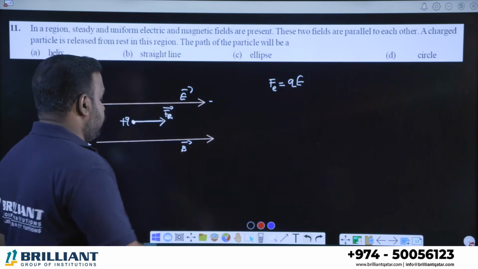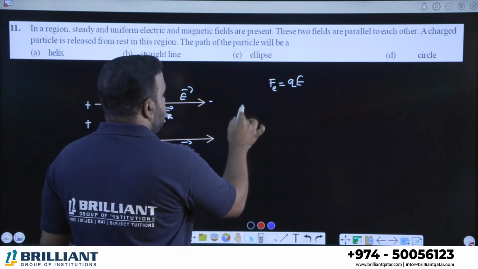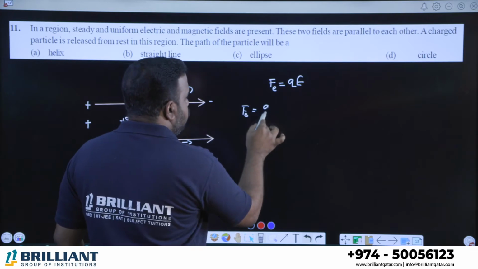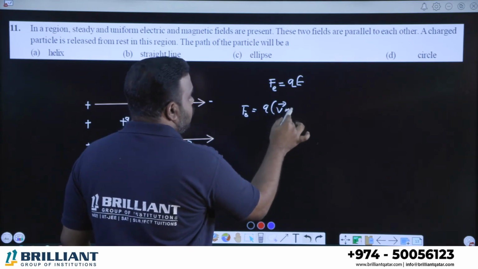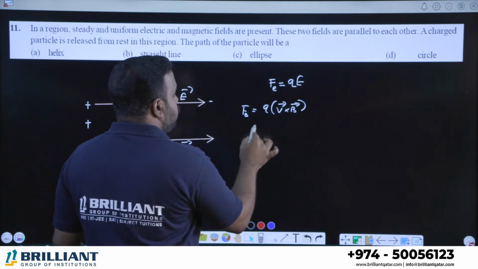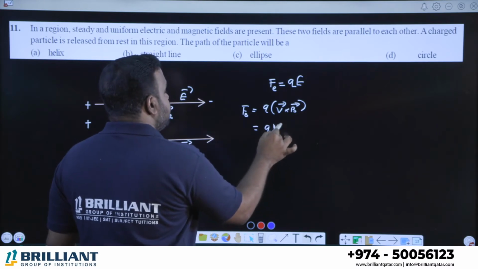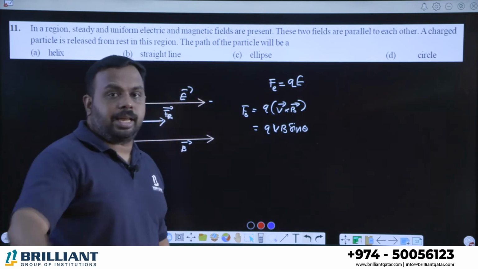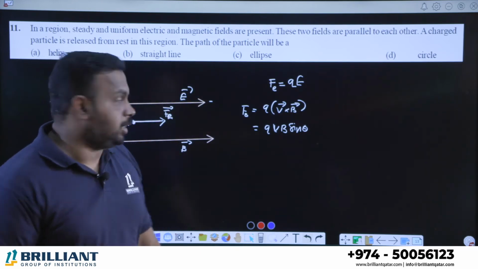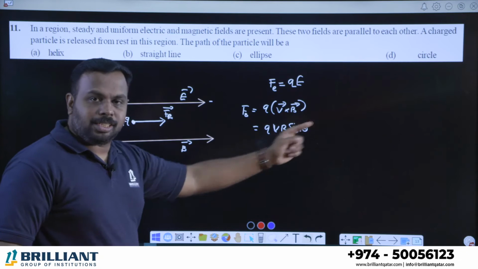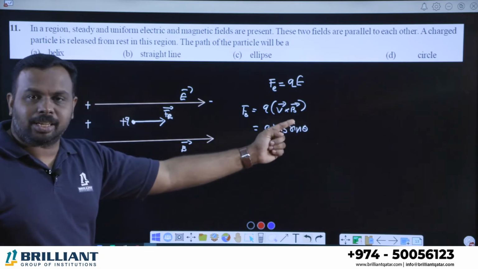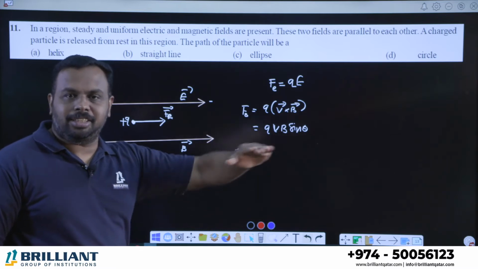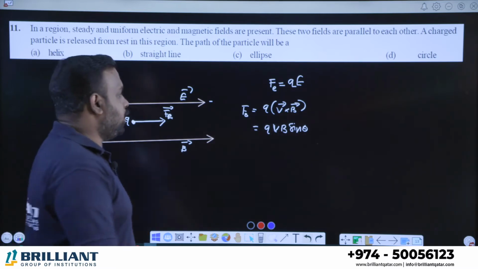So we have to write the equation for that magnetic force, that is the Lorentz force. You know that FB is equal to Q into V cross B, right? This is the formula for the magnetic Lorentz force. It is equal to QVB sine theta, where theta is the angle between the velocity and the magnetic field. It's going towards the right. The magnetic field is also acting in the same direction. So tell me, what is the angle between velocity and magnetic field? They are parallel, right? So theta is equal to 0.